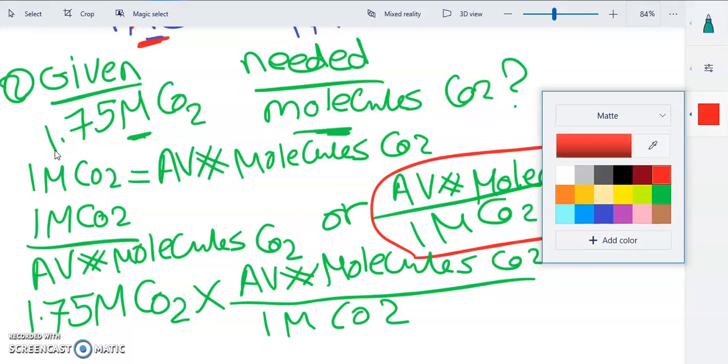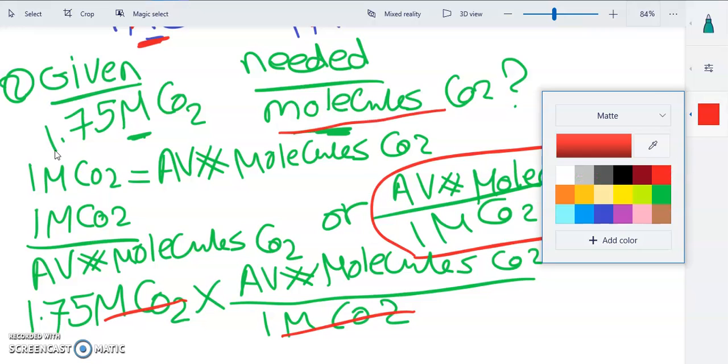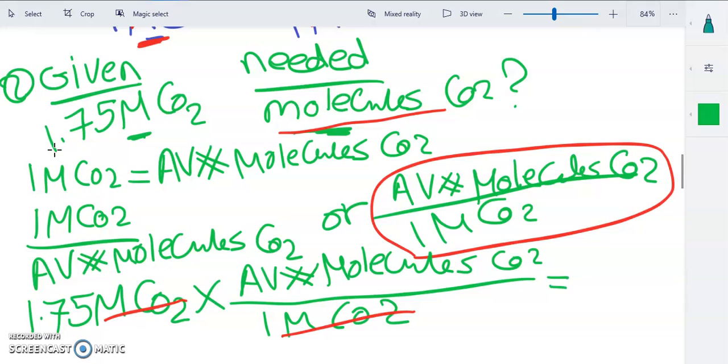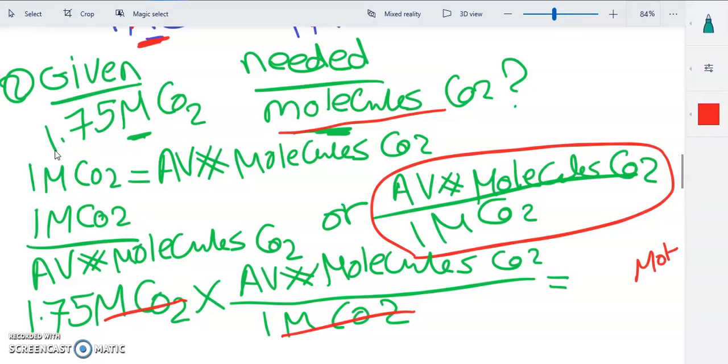Then here, you cancel mole CO2 and mole CO2, and then you check, is this the last thing that you need in your equation? Is this the unit you need? Yes, that's the unit you need. So you finish up your calculation. It's very important to look at the last part of the calculation to make sure you got the needed unit correctly. So you do your calculation, and at the end you will have the result in molecules CO2.